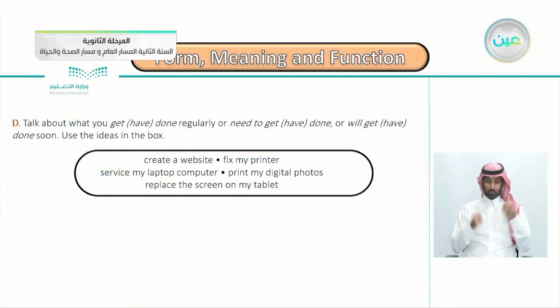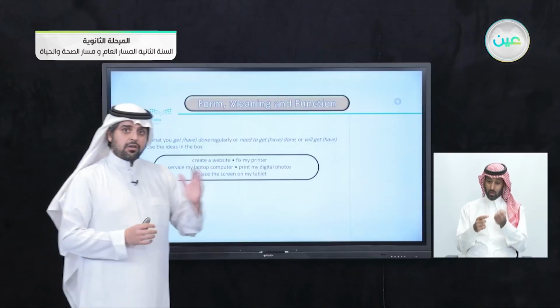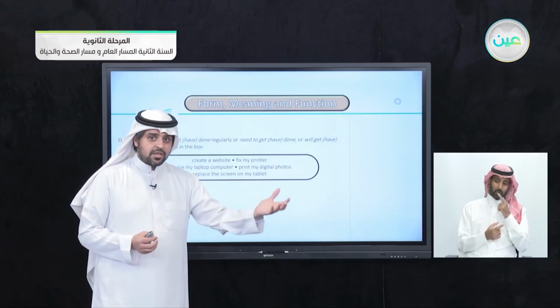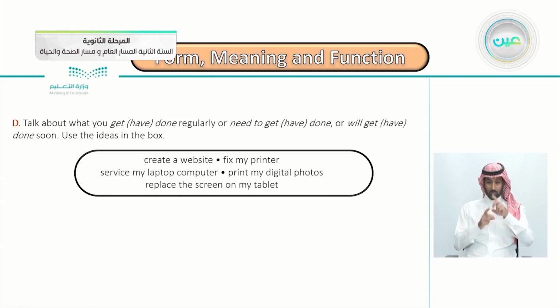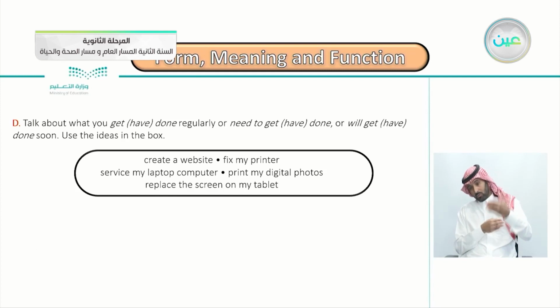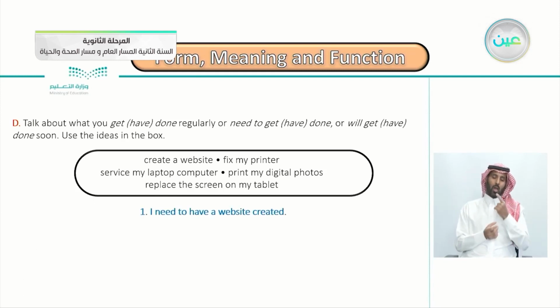Next exercise here, talk about what you get or have done regularly, or need to get or have done, or will get or have done soon. Use the ideas in the box. Of course, all the sentences are talking about someone else doing these things for me. Create a website, either with the present, future, or past. Yes, I need to have a website created. Past participle here. I need to have a website created.